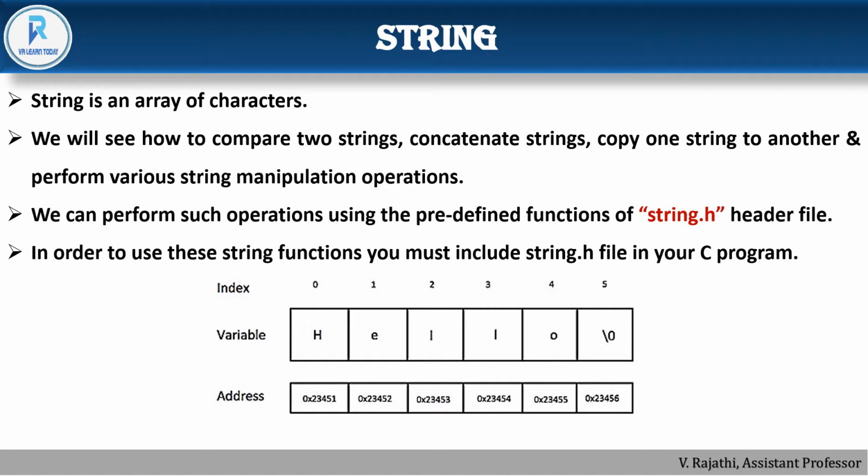So this is the normal string position. The index starts from 0 because it's an array of characters, right? So if your string is hello, the first index position will be h, okay? And every string ends with a null character. The null character is nothing but \0. Each and every character has a corresponding address.